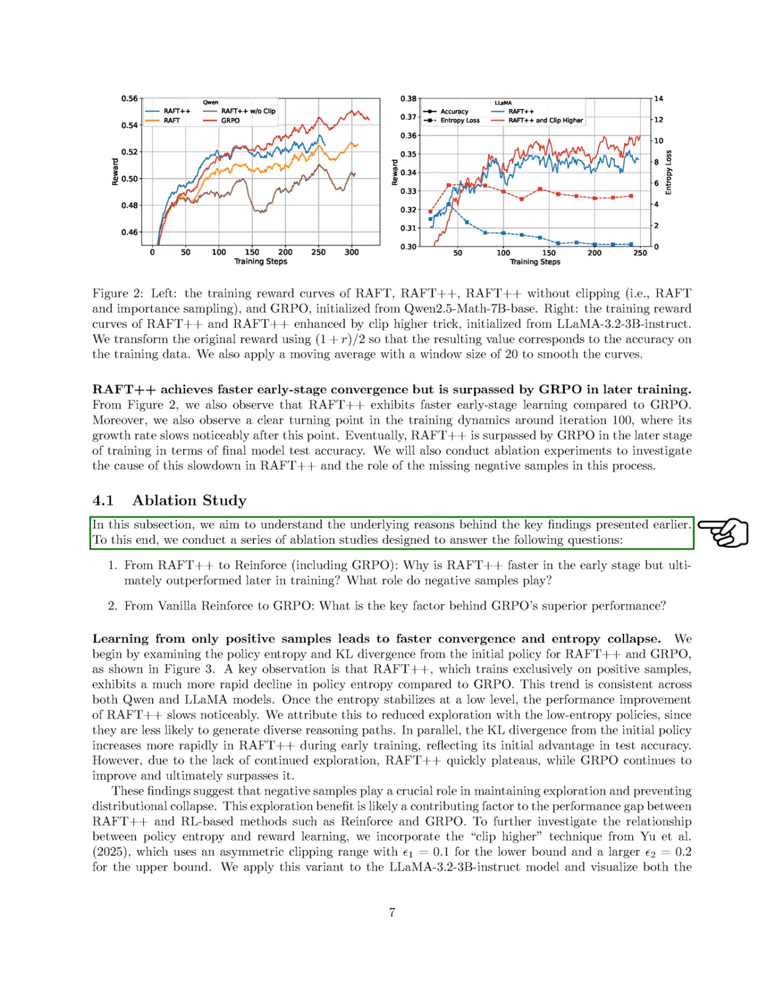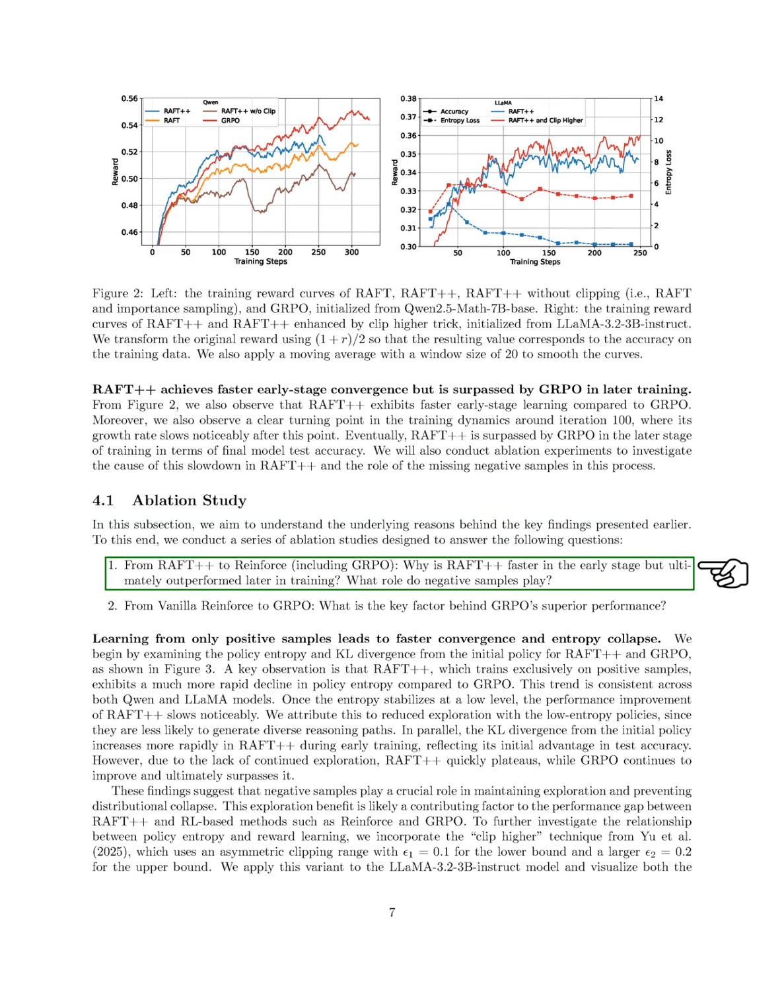In our ablation study, we aim to uncover the reasons behind our earlier findings. We will explore why RAFT++ is faster initially but falls behind later, and the significance of negative samples. We will also investigate what contributes to GRPO's superior performance compared to vanilla Reinforce. We start by analyzing policy entropy and KL divergence for RAFT++ and GRPO.